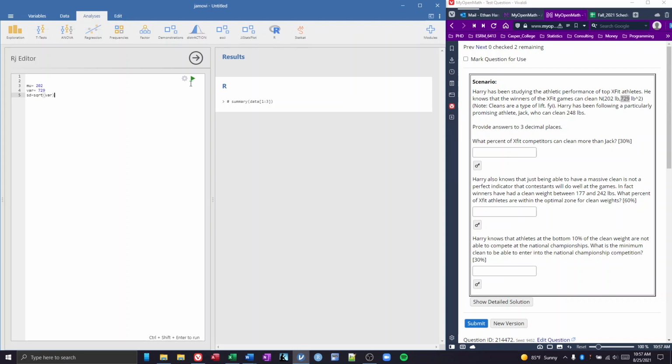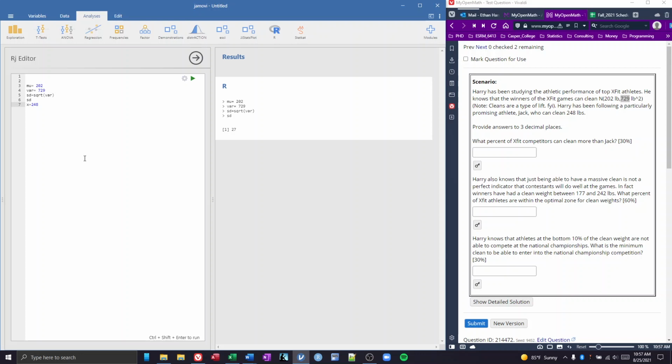Now I can either hit this play or I can hit Control-Shift-Enter to run. And when I run it, it's going to pop up over here. If I also want to just grab the standard deviation, let's run that as well. Control-Shift-Enter. And it pulls out all of these values for me. So I know what the mu is, I know what the variance is, and I know what the standard deviation is, and I was able to extract all that information. Now, I also know that x, our observation of what Jack was able to do, is 248.